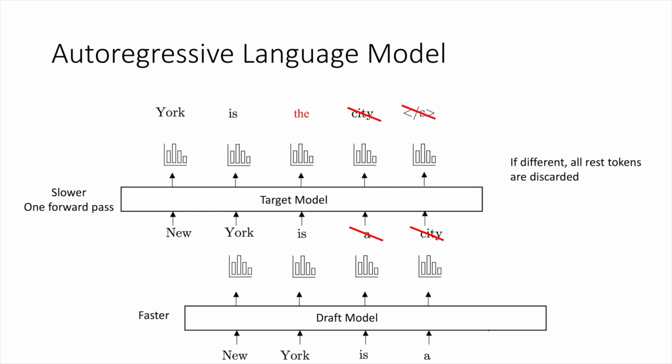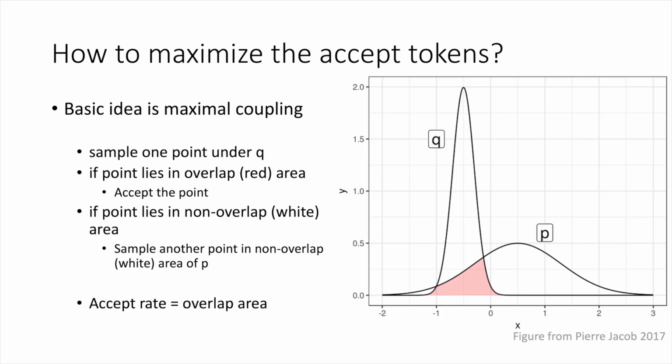A natural question that arises is how to maximize the average number of accepted draft tokens. This is where the advanced Monte Carlo methods become necessary. The basic idea here is maximal coupling. Let's consider 2 probability distributions, target distribution P and draft distribution Q. The goal is to sample from the distribution P while leveraging the samples from distribution Q to accelerate the process.